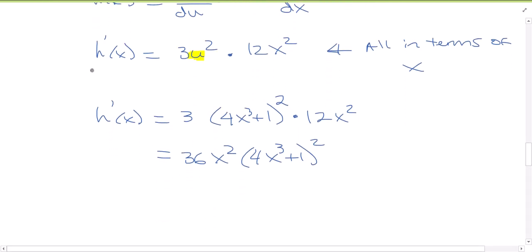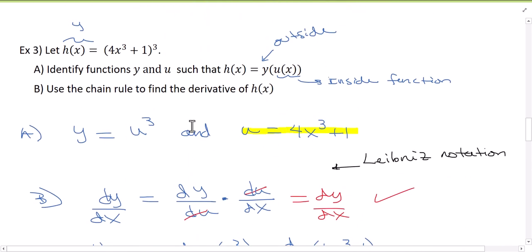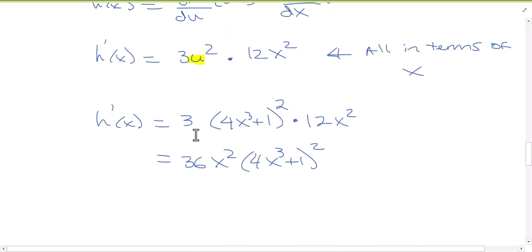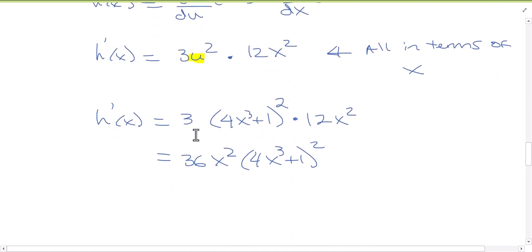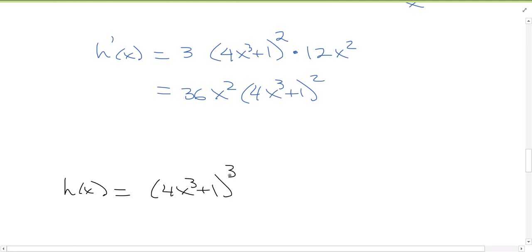So notice that a shortcut to this is essentially, instead of having to write out the individual functions and what the composition is, I can look at this and say, oh, looks like I'm doing the derivative. So let me write it out. Let me write the original function again. So I know h of x is 4x to the third plus 1, cubed. So how can I get this derivative without having to write out the individual compositions?